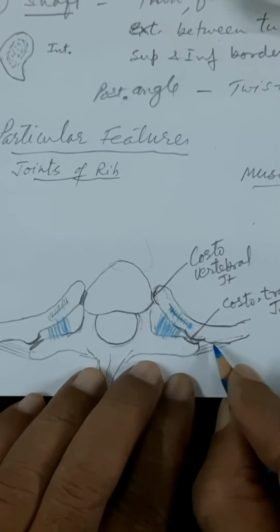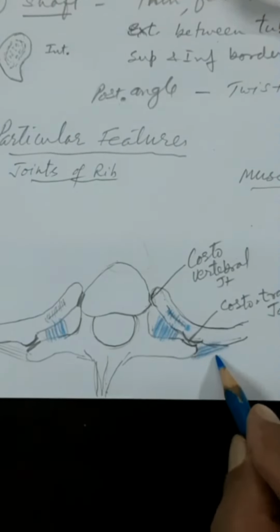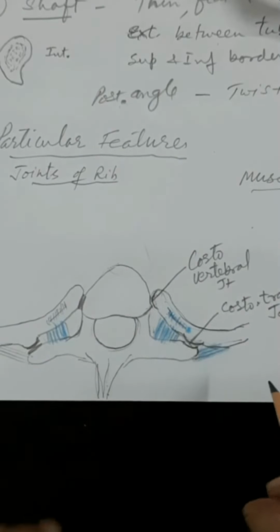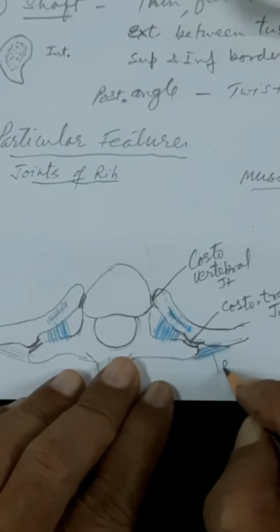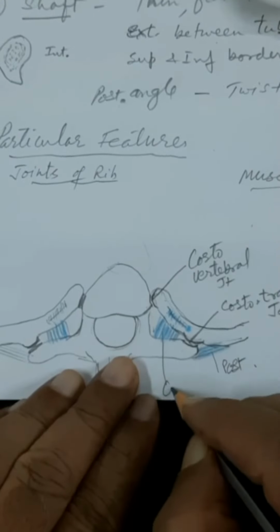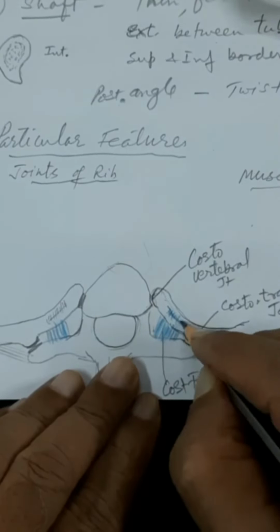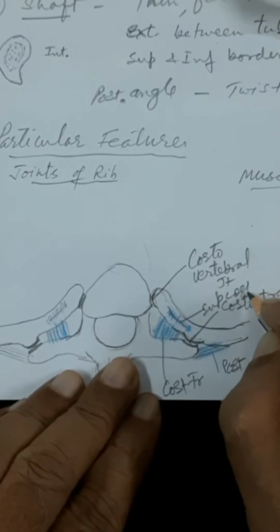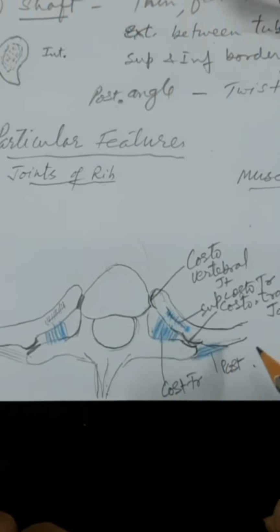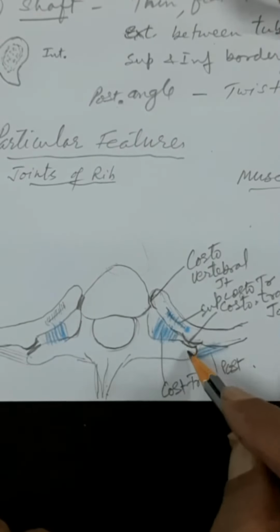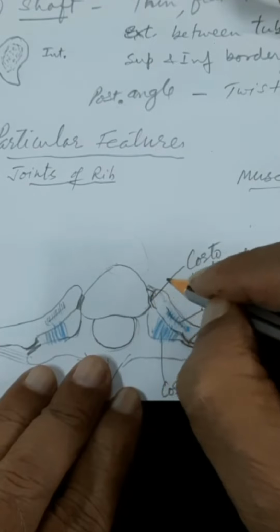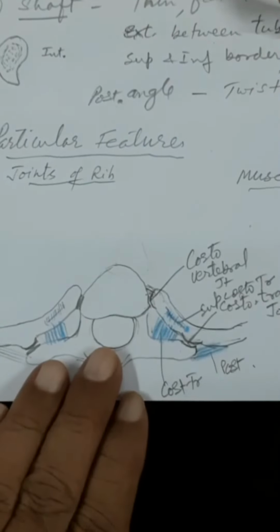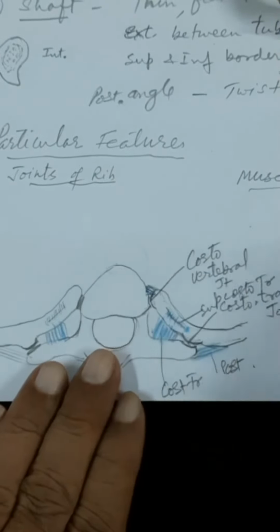Then from the tip of the transverse process to the non-articular part of the tubercle, this ligament is going, and it will be called the posterior costotransverse ligament. This one was simply called costotransverse, and this was the superior costotransverse. They are just surrounding the costotransverse joint and giving strength. One ligament from the head of the rib will go to the body, and that is called the radiate ligament.